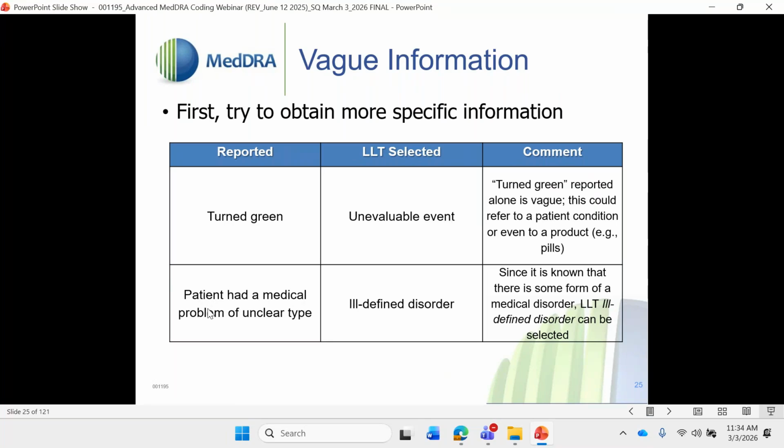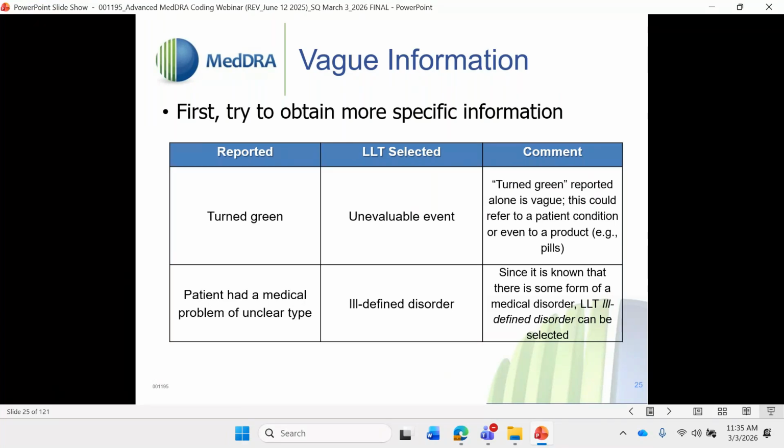On the other hand, if you have a report of patient had a medical problem of unclear type, here there's a little bit more of a clue that we know it's a person at least. It's not a pill or a bottle or a liquid. It's a patient. The patient or the person had a medical problem of unclear type. So this is a bit narrower, this LLT. It's an ill-defined disorder because we know it's in a person, but we don't know what happened. He has some sort of disorder. Okay, so distinguish between the two.